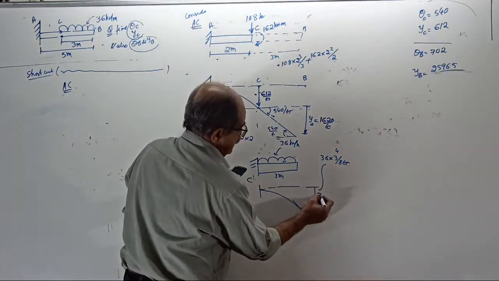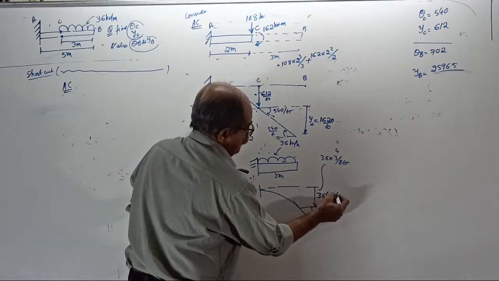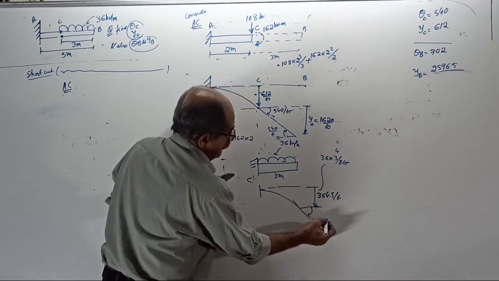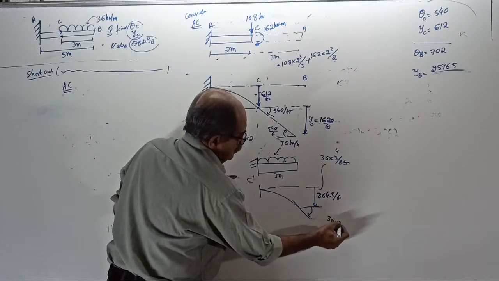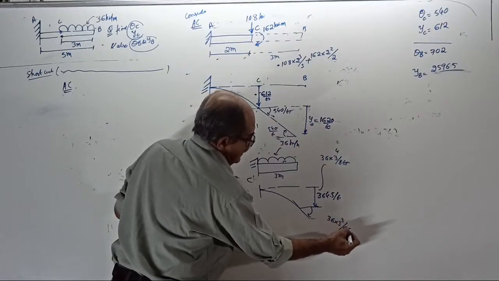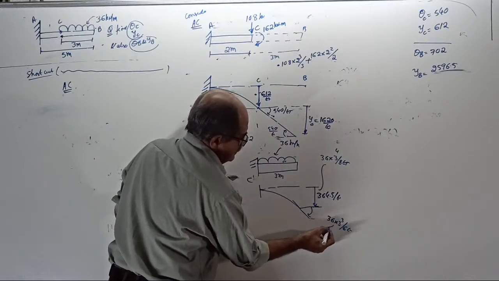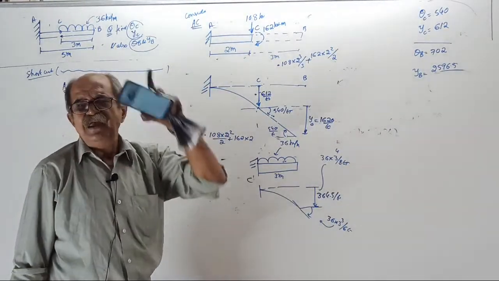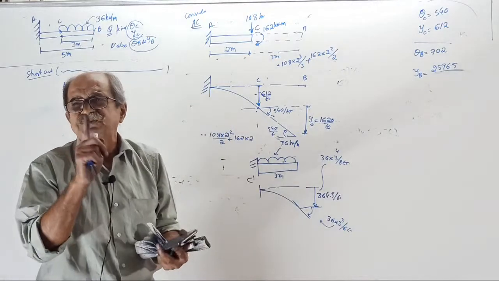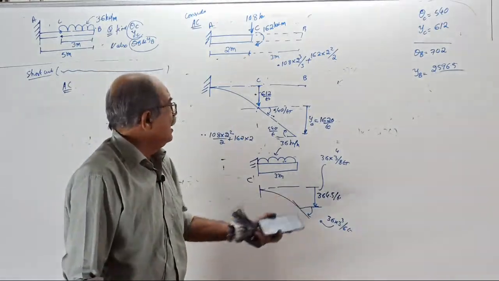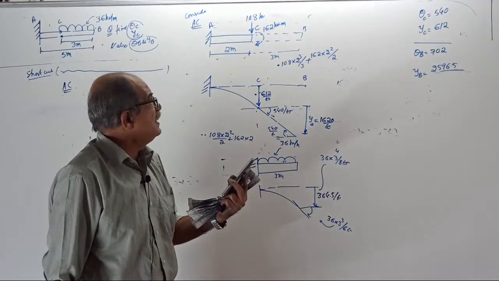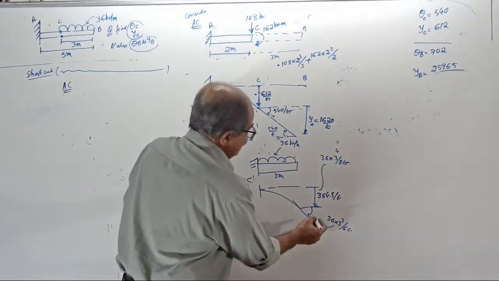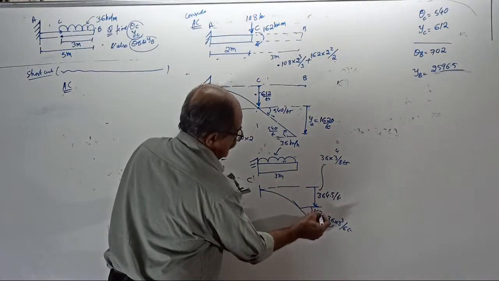364.5 by EI. Slope, how much? 36 into 3 cube by 6 EI. How did I get this answer? 36 into 3 cube by 6 EI. I explained one question so systematically. First of all, I should not explain anything. It comes to 162 by EI.